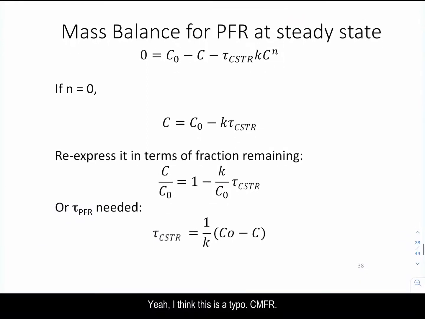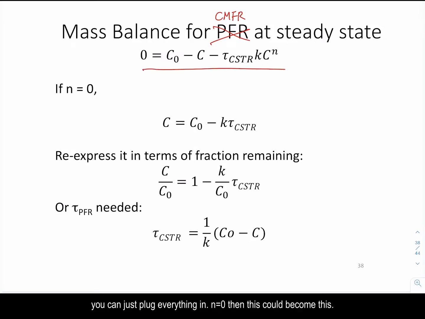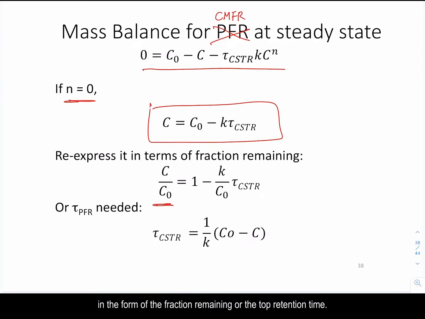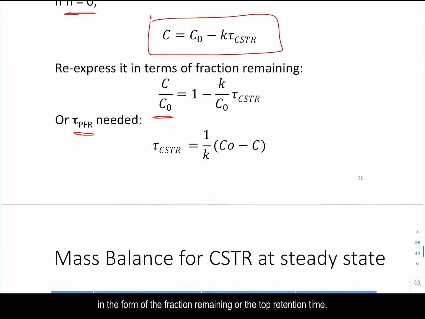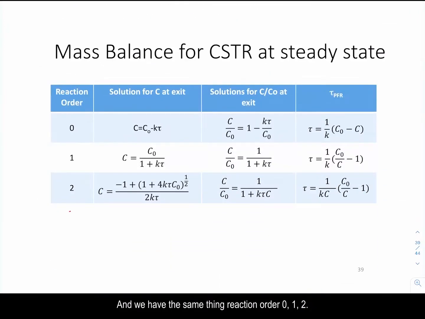Yeah, I think this is a typo. Sorry, CMFR. Okay, mass balance for CMFR at steady state. So then using this, you can just plug everything in. N equals 0 basically becomes this. We can also re-express them in the form of the fraction remaining or the retention time tau. Okay. And we have the same thing for reaction orders 0, 1, and 2.